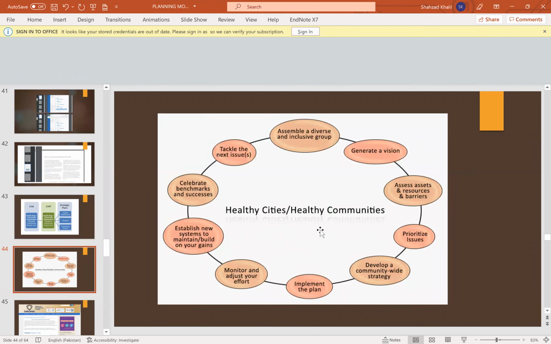Healthy cities and healthy communities generate a vision. Then assess assets, resources, and barriers. It is very essential because resources are required, assets are required, and there should be identification of the barriers. Then prioritize issues. Develop a community-wide strategy. Implement the plan. Monitor and adjust your efforts, establish new systems to maintain and build on your gains, then celebrate benchmarks and successes, tackle the next issue, and assemble diverse and inclusive groups. And this cycle then goes on.